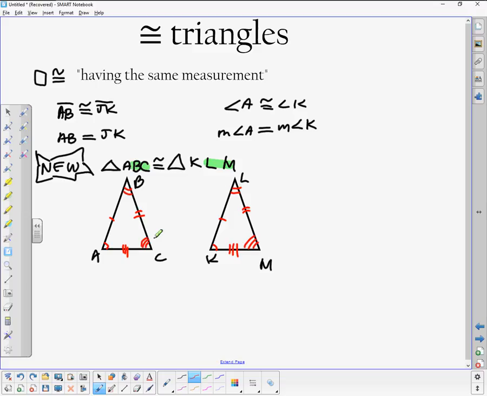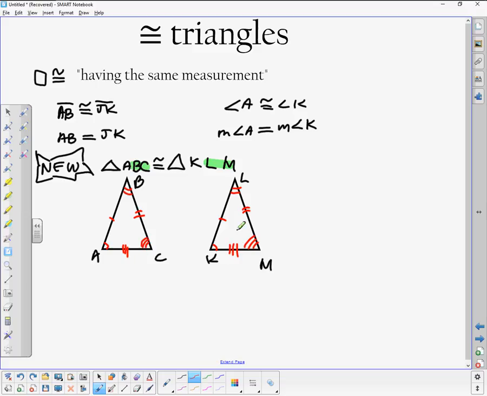These are called tick marks. All the angles that have one tick mark will be congruent to each other. All the angles that have two tick marks will be congruent to all the other angles that have two tick marks, and threes will be congruent to threes. For line segments, it's the same thing. One tick mark will be congruent to the other ones that have one tick mark, two to two, and three to three. So that's what it says.